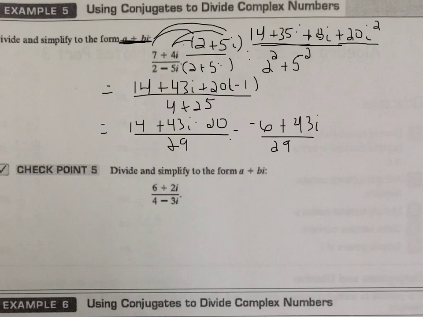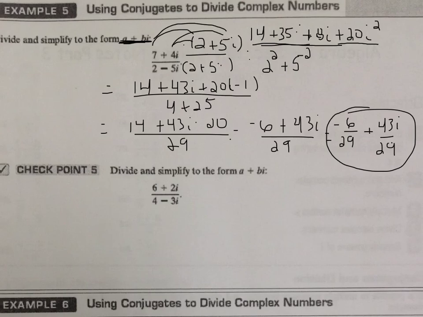We have the 29 underneath both the real and the imaginary part, and what we have to do is split that up. We have to take the -6 and divide by 29. That's the real part of the complex number. And then we've got the imaginary part, which would be 43i over 29. And you do have to make sure when you do this that you can't reduce these things. And in this case, we can't reduce it, so that's our answer. Try your checkpoint, and I will warn you, you will have to reduce your answer. When you come back after pausing, I'll give you the answer.